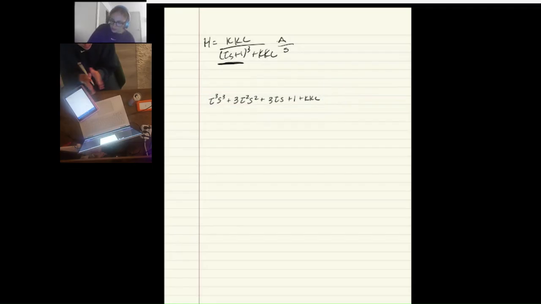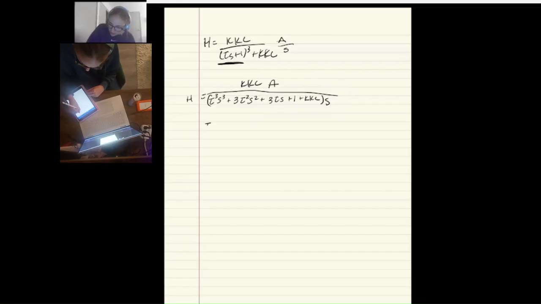So this is going under our function. So this is going to be our height, right? And this is Kc over a. And then this is going to be all multiplied by s, right? So we can use this method.